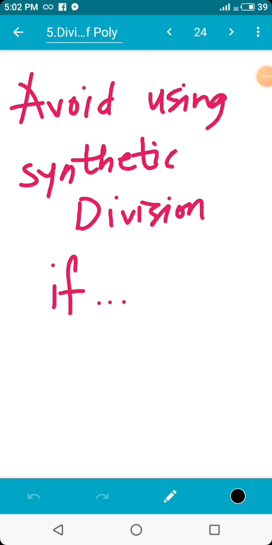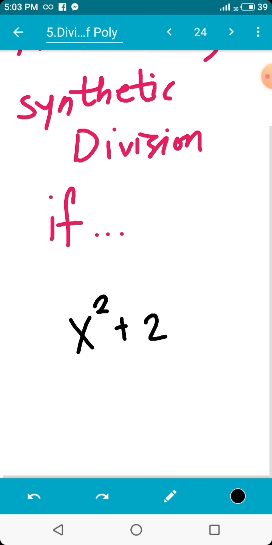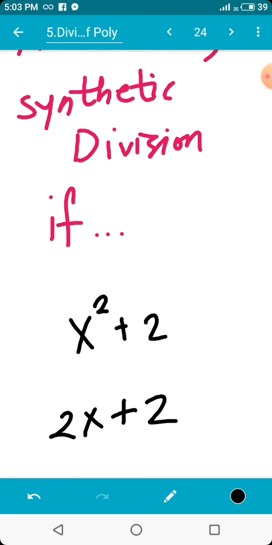Okay, guys. Avoid using synthetic division if yung divisor nyo ay merong second degree or above. So, let's say, x squared plus 2. Okay, so, di ba nasa second degree siya? Or above. So, let's say, third degree, fourth degree, and so on. Or, meron siyang coefficient na more than 1. So, let's say, 2x plus 2. So, yung coefficient natin ay 2.